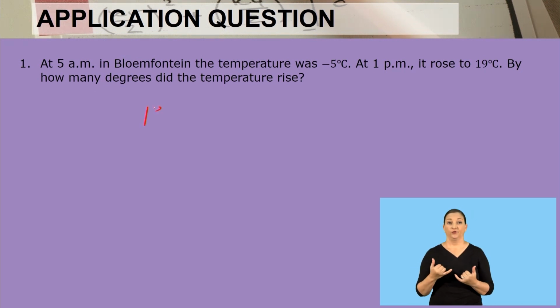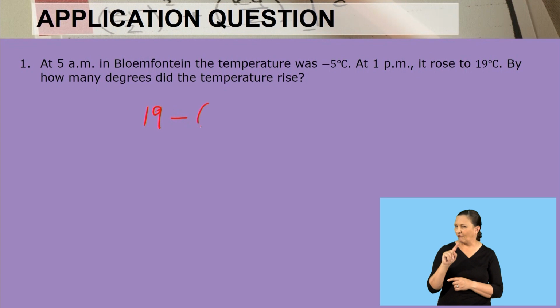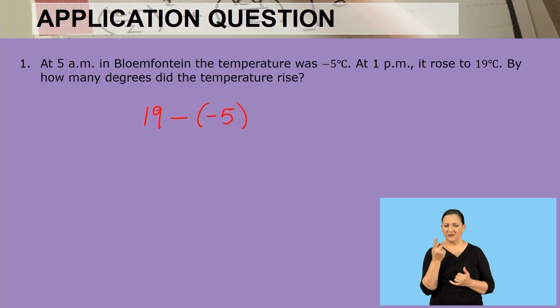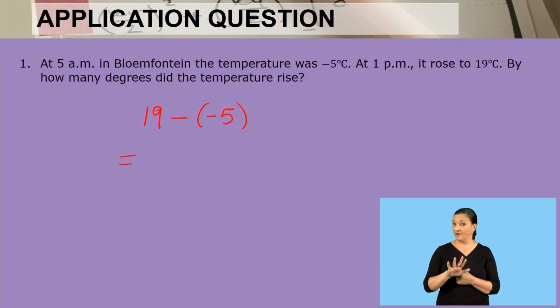Now, we are at 19 degrees currently, but the first temperature was at -5 degrees Celsius. And we need to see what is the difference between the temperature that we have now and the temperature that was before. Remember to look at those key words, right? So we have 19 minus -5. And remember, when we are subtracting a negative number, it is the same as adding its additive inverse. So the additive inverse of -5 is +5. And when we think of 19 plus 5, that will give us 24 degrees Celsius.